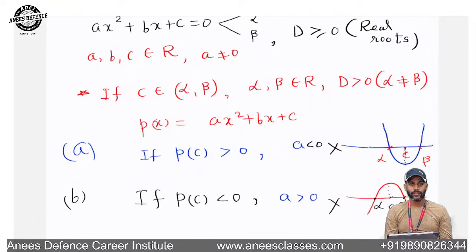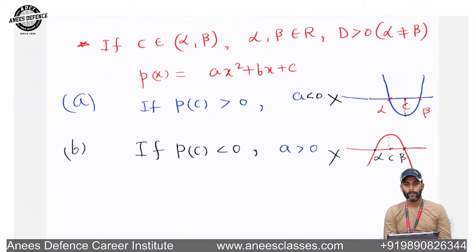So remember it. It's all about the graph. If you know the graph, you'll understand. Shall we move ahead? C must lie between alpha and beta.